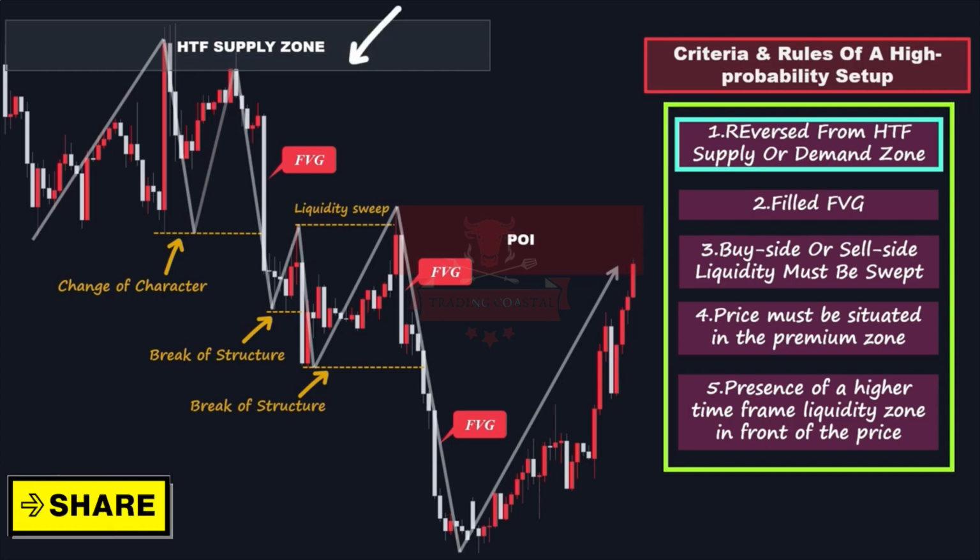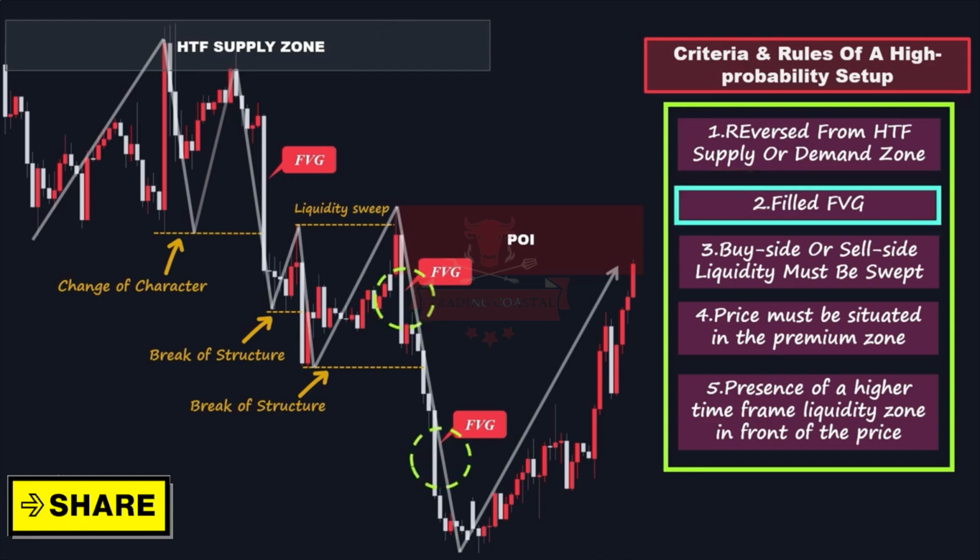The next criterion is that the price must fill the fair value gaps. Yes, the price has done that. It swept the internal liquidity by filling the fair value gaps created during the downward movement, and now it's ready to move toward external liquidity.